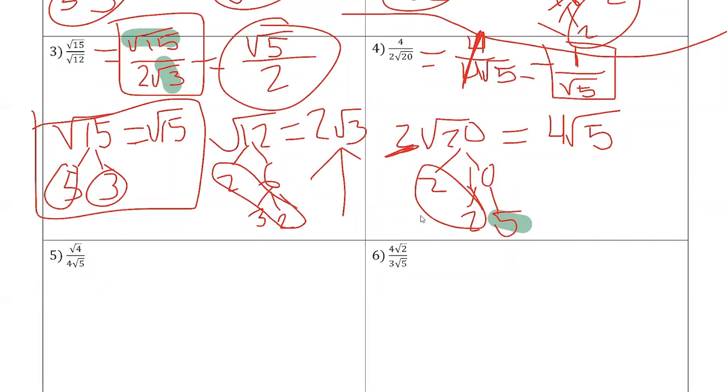But you always want to see, if you have coefficients, you want to see if you can simplify them, or if you have radicals, you always want to check to see if you can divide them as well.